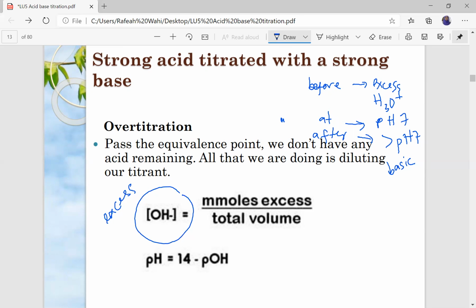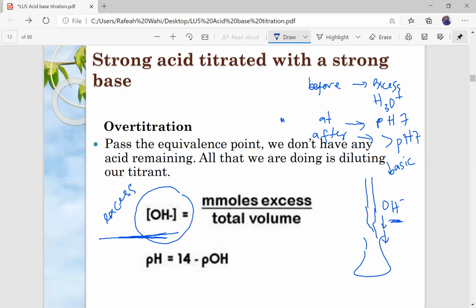So what happens when we keep on titrating is that we are diluting our titrant. Diluting our titrant means we have excess hydroxide ion. How do we have excess hydroxide ion? Because we keep on dispensing the titrant from the burette into the conical flask. So more OH negative is going into the conical flask, and more OH negative means excess OH negative.